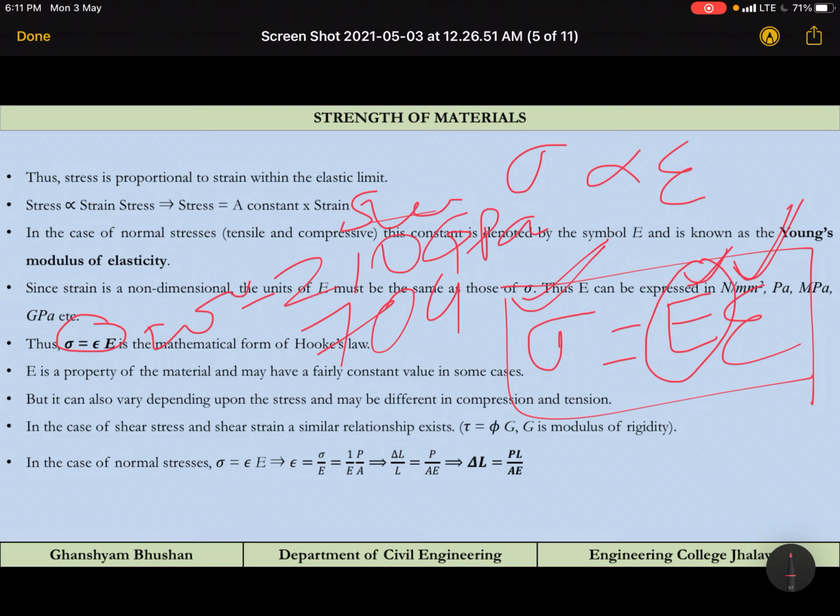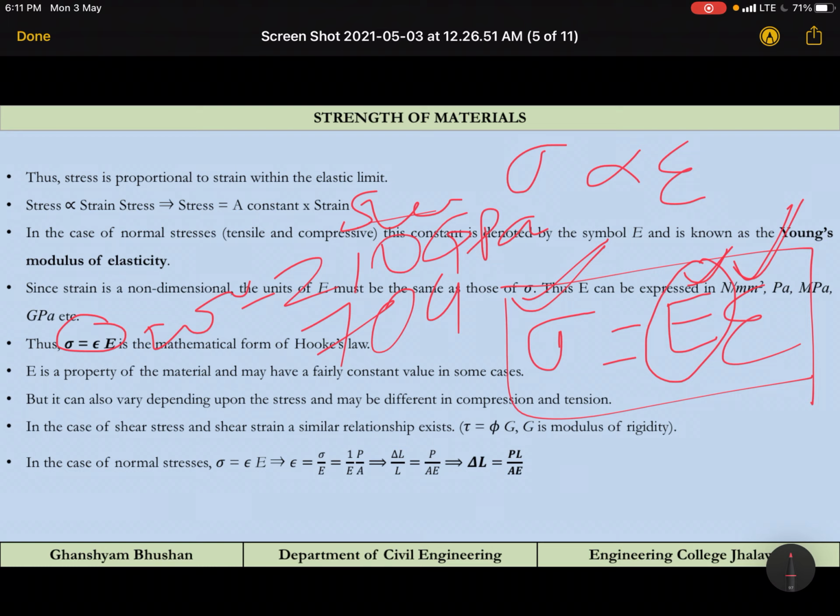It is a fundamental property of that material. It is not depending upon the load or stress or any other value. If the material is fixed, E is also fixed. It can also vary depending upon the stress, between compression and tension, but in most cases you will see that E is constant in stress, like tension and compression also.